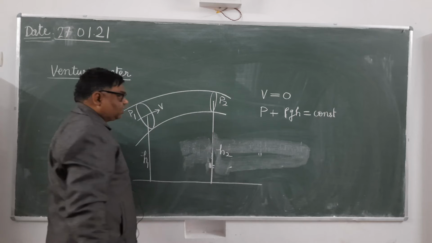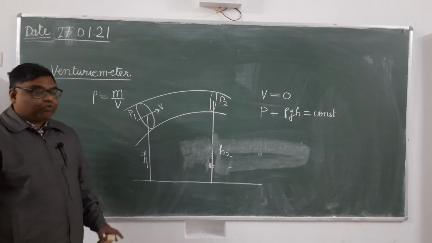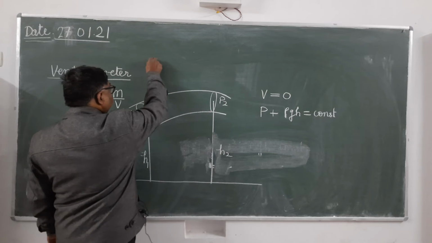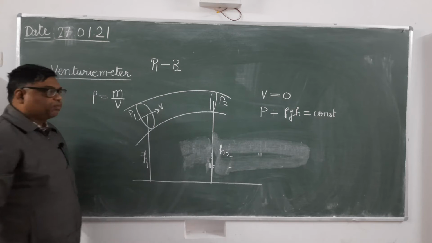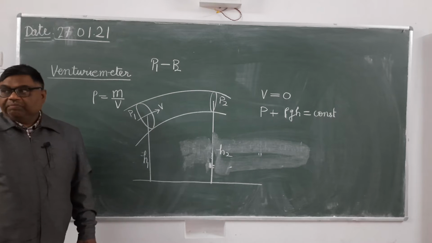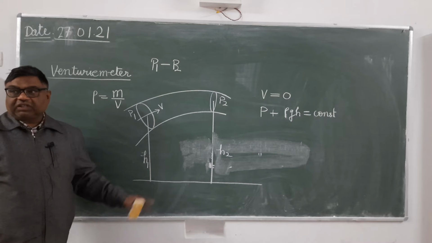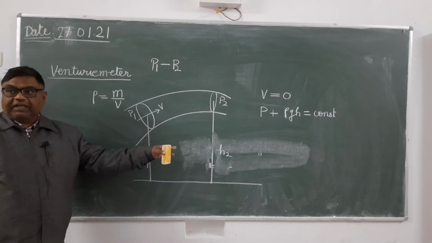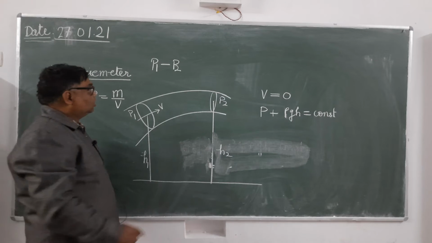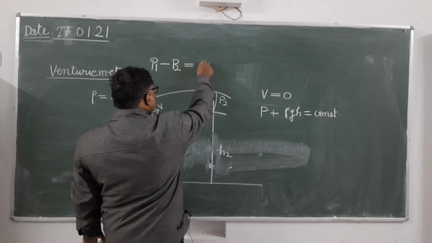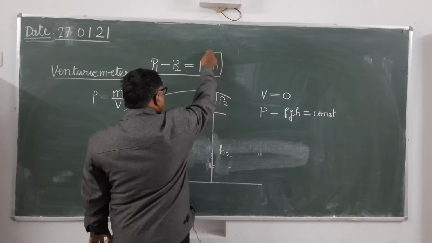Already I have told that in the case of the static liquid, P1 minus P2 will be equal to what? Here we will remember that we will always take the mass of unit volume, because these terms are for unit volume: pressure energy per unit volume, kinetic energy per unit volume. So, what is the mass of unit volume? It is rho. So, P1 minus P2 will be equal to rho GH in the static liquid, as I have told.